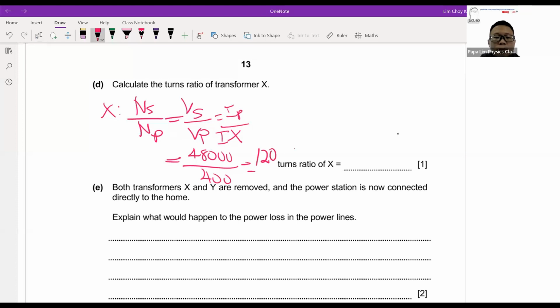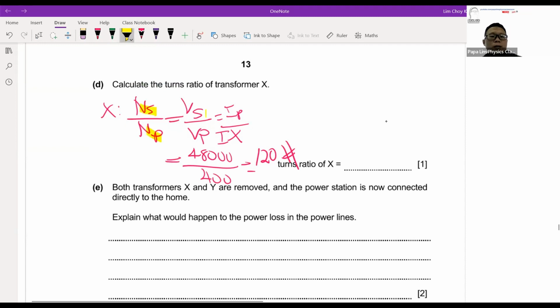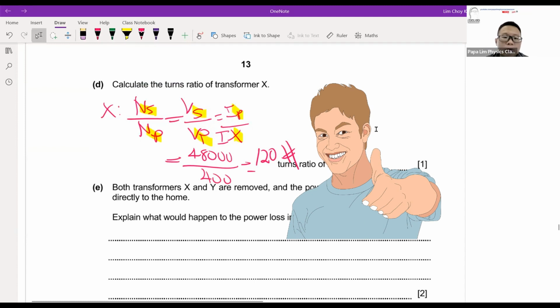So the turn ratio here will actually be 120. This is how you look at it in terms of the formula for turn ratio. Remember, the common booby trap is that you must remember S over P, but this is P over S. So you must know what formula you are looking at.